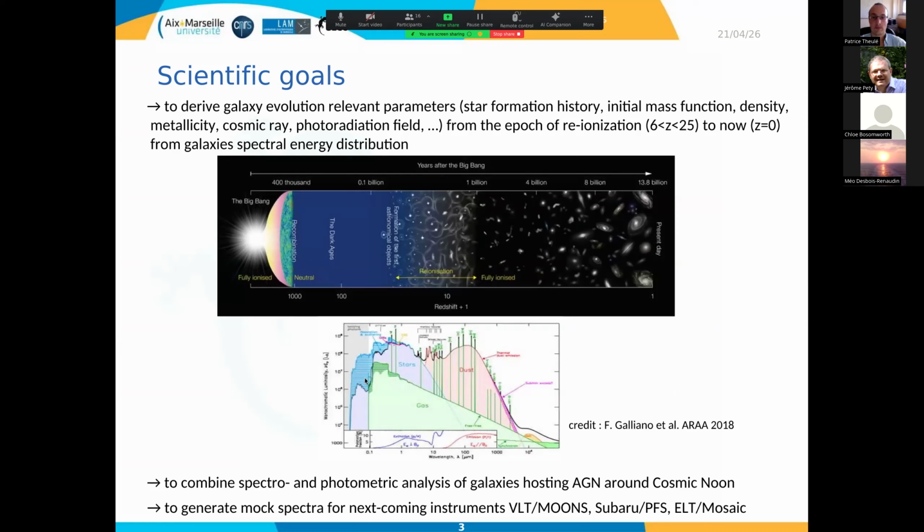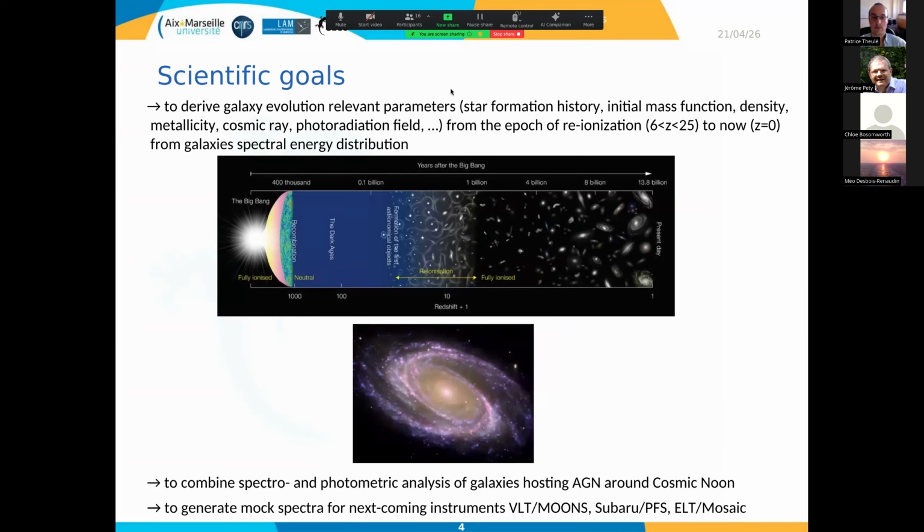So we will combine spectroscopy and photometric data to make a fit and to derive these parameters, or if you do not have observations, we will generate synthetic spectra to predict observations. Because a galaxy is a very complex, inhomogeneous medium, and sometimes, of course, at high redshift, we don't have the spatial resolution, we'll have to model the different components.